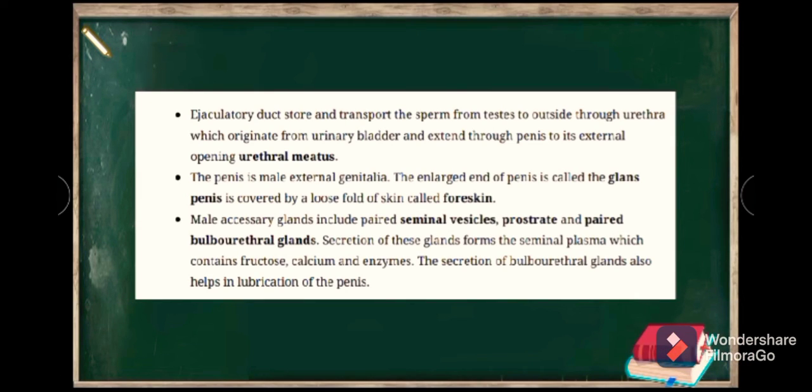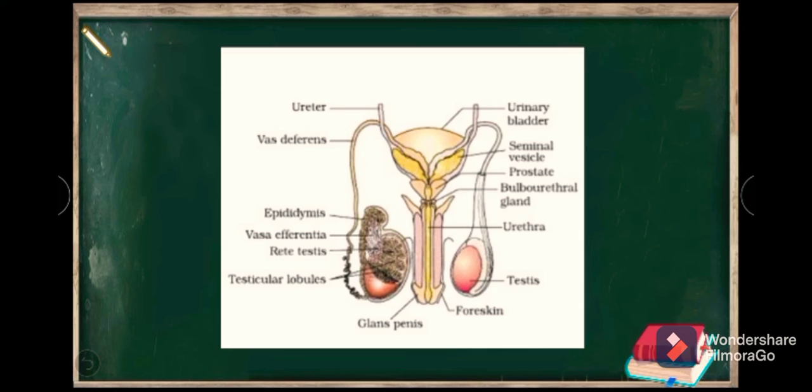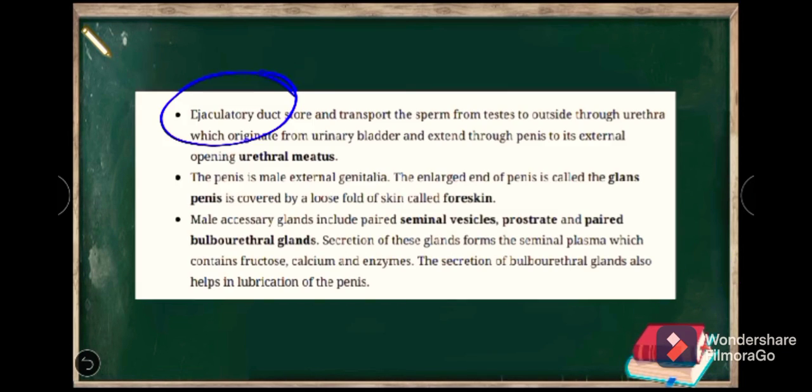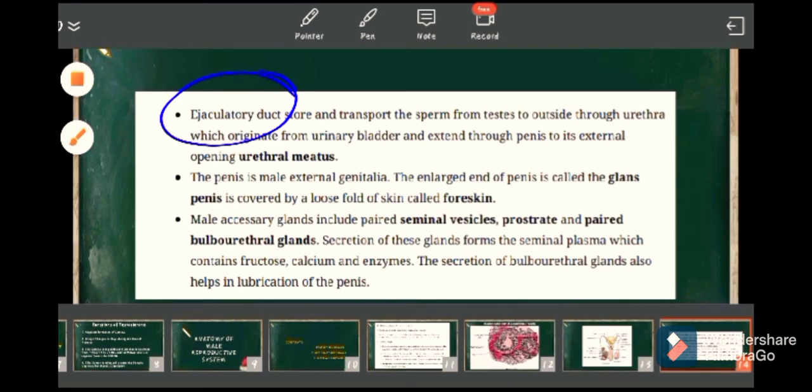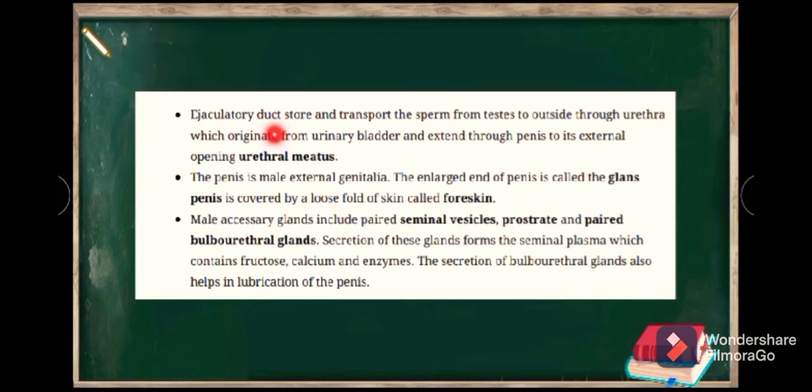And some more important parts are present in the male reproductive system. The most important part is your ejaculatory duct. What is the ejaculatory duct? That means the duct through which sperms are going to get ejaculated. Okay, sperms will come out. This is the ejaculatory duct, the outlet of sperms you can say. So the ejaculatory duct is a very important part of the male reproductive system. What it is going to do is store and transport the sperms from the testes to the outside through the urethra.